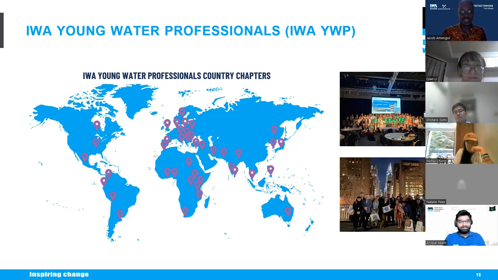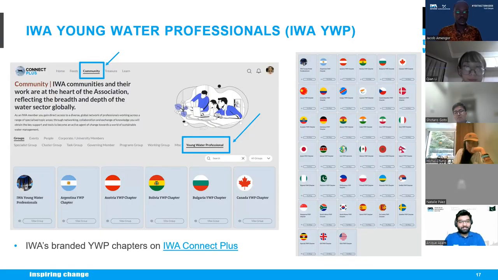Next slide. Yes, so when you go to the IWA Connect Plus, which is the platform that has all the community engagements for IWA, you go to the community section, then you go to the Young Water Professional section, you are able to have an overview of all the country chapters that are available. So you just find your country chapter and you join, then you can engage in some of the discussions that go on here.